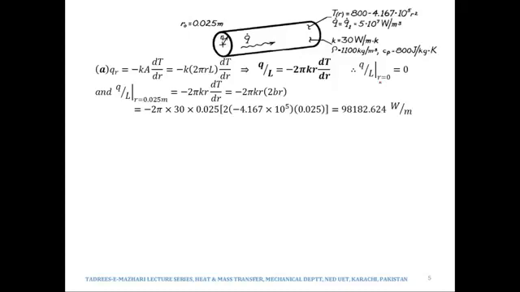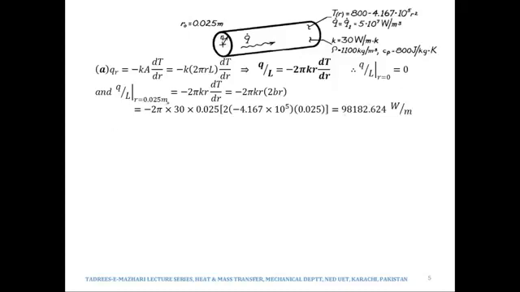And we have to find Q by L at two places, at r equal to 0 and at r equal to 25 millimeters. So if in this equation we put r as 0, Q by L would be 0, meaning there is no heat transfer per unit length at the central line.